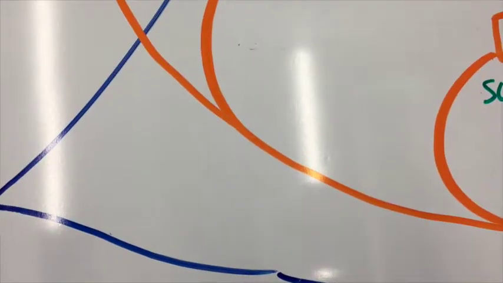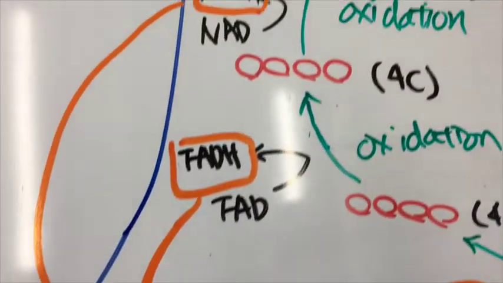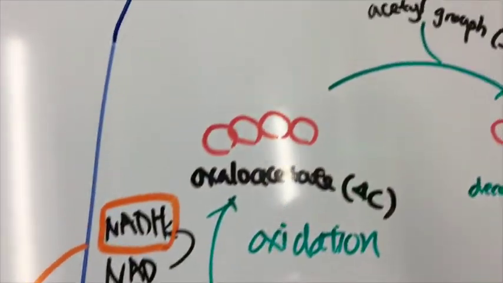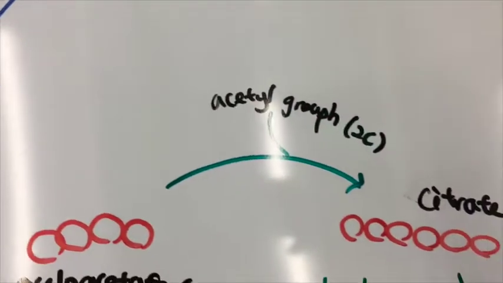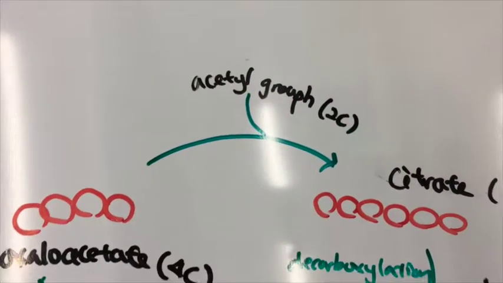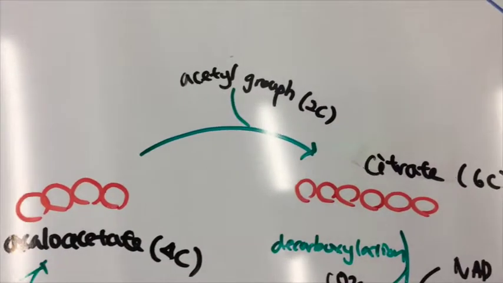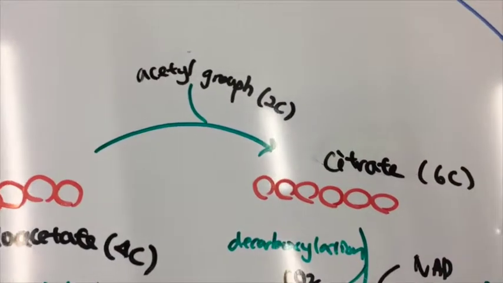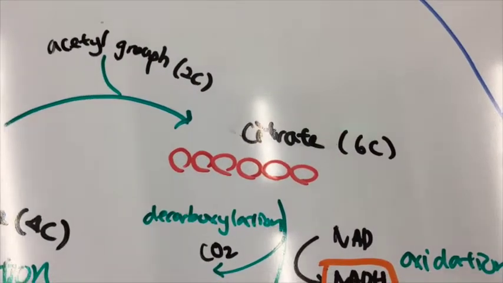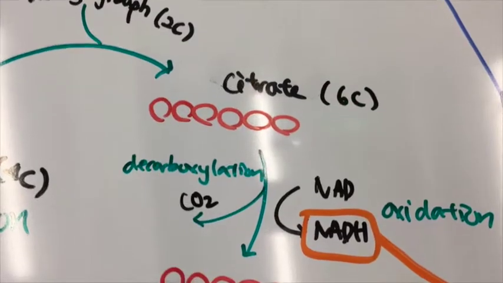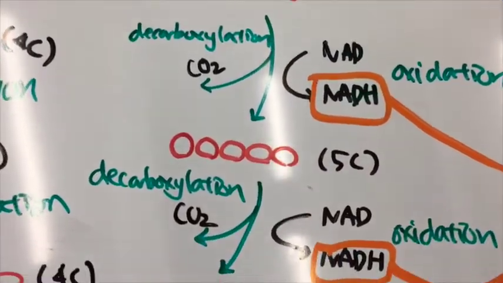Acetyl groups from the link reaction are fed into the Krebs cycle. In the first reaction of the cycle, an acetyl group is transferred from acetyl coenzyme A to a 4-carbon compound called oxaloacetate to form a 6-carbon compound called citrate. Citrate undergoes oxidation with the hydrogen carrier NAD and decarboxylation. This makes a 5-carbon compound. Oxidation and decarboxylation happen again to form a 4-carbon compound.